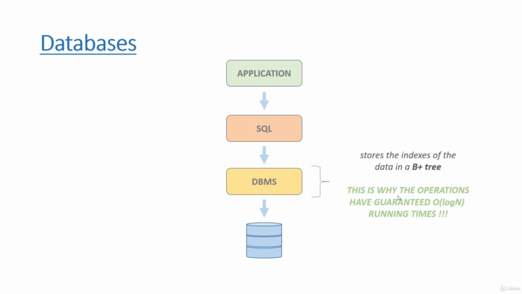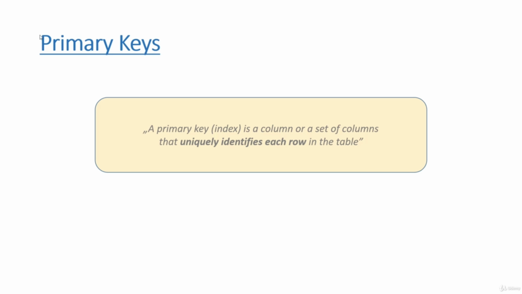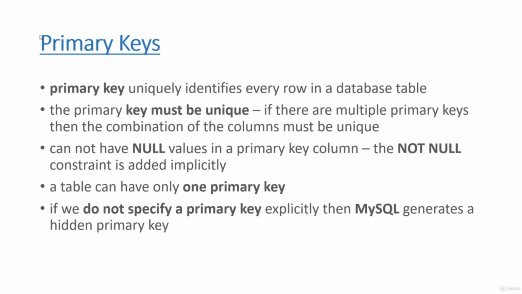So why is it so crucial to define these indices? Okay, so what's crucial is that we can define primary keys that can uniquely identify every single row in a database table. So a primary key must be unique. If there are multiple columns, then the combination of the columns must be unique. So we can define a given primary key based on multiple columns. But of course, in this case, the combination of the two columns must be unique. So primary keys must be unique. The second crucial criterion is that primary keys cannot have null values. So the not null constraint is added implicitly.